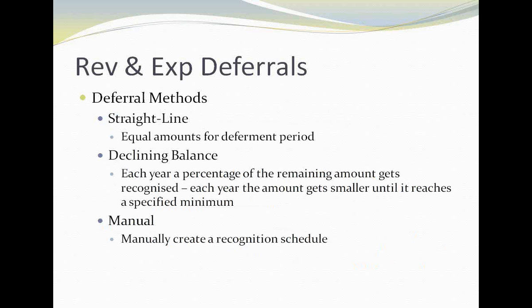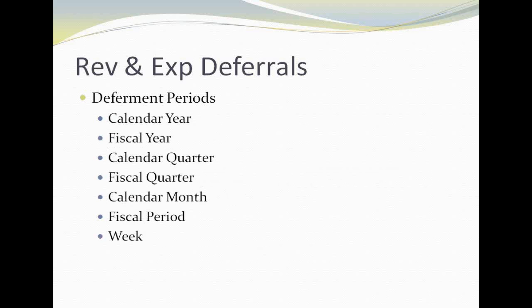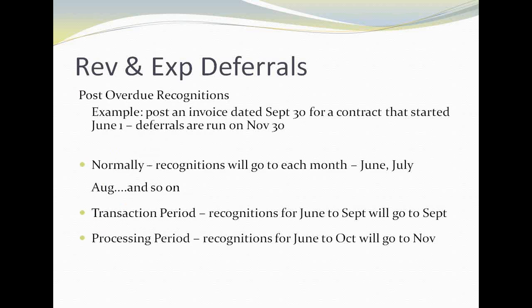There are multiple deferral methods that are available in this product. You can do straight line deferrals, where of course it would be an equal amount for each period throughout the deferment period. You can do declining balance type transactions, where it would be a percentage of the remaining amount gets recognized over time. Or you can create manual recognition schedules. So an example of that would be where perhaps you would like to have skip months in the middle of your schedule. There's multiple periods that are available with Revenue and Expense Deferrals. You can do calendar or fiscal year, calendar or fiscal quarter, monthly, by fiscal period, weekly, and even daily.